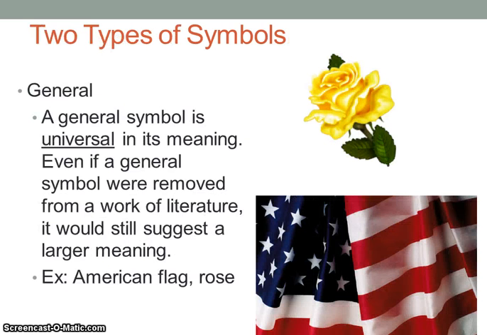There are two types of symbols. The first is a general symbol, and this is just universal in its meaning. So when you look at this symbol, most people will be able to distinguish what it means. For example, the American flag could represent freedom, independence, or just the United States of America. A rose for most people means love, courtship, some type of romance.